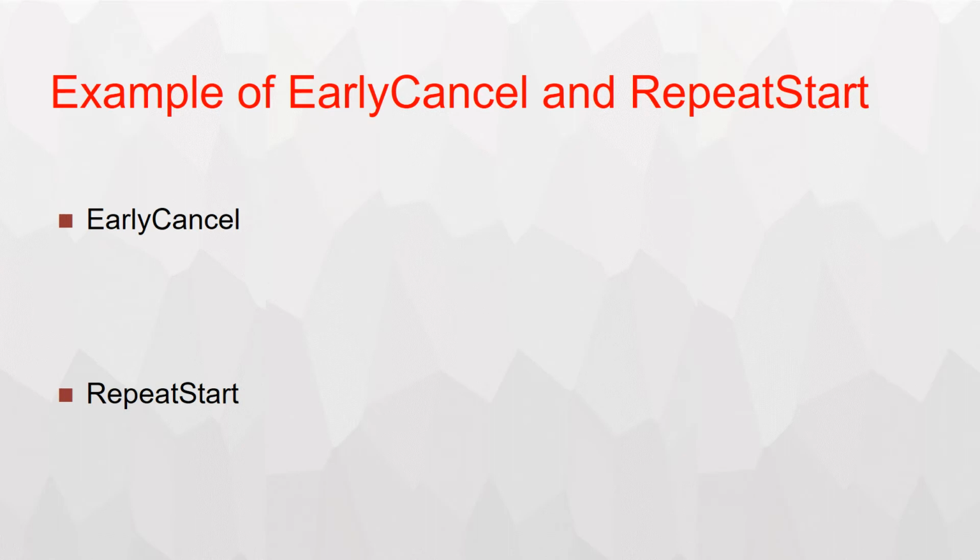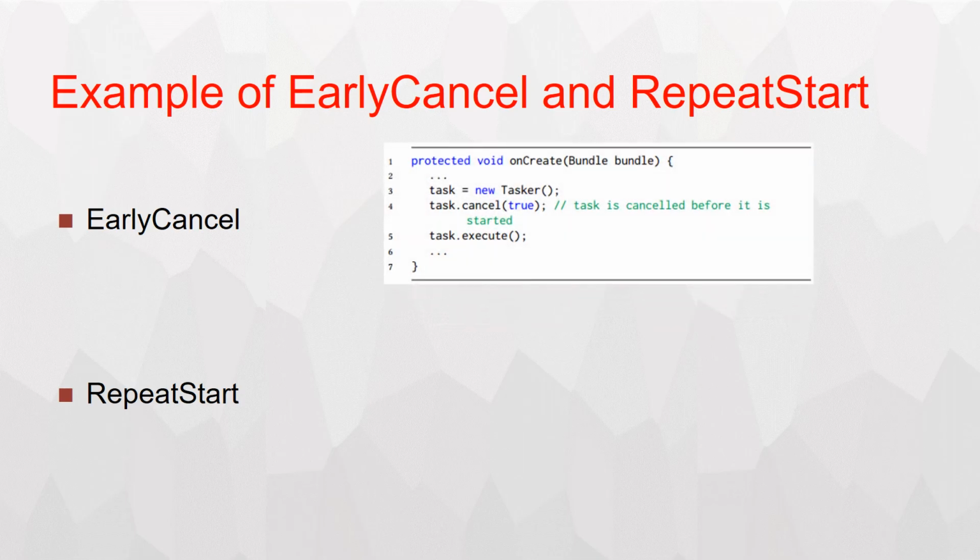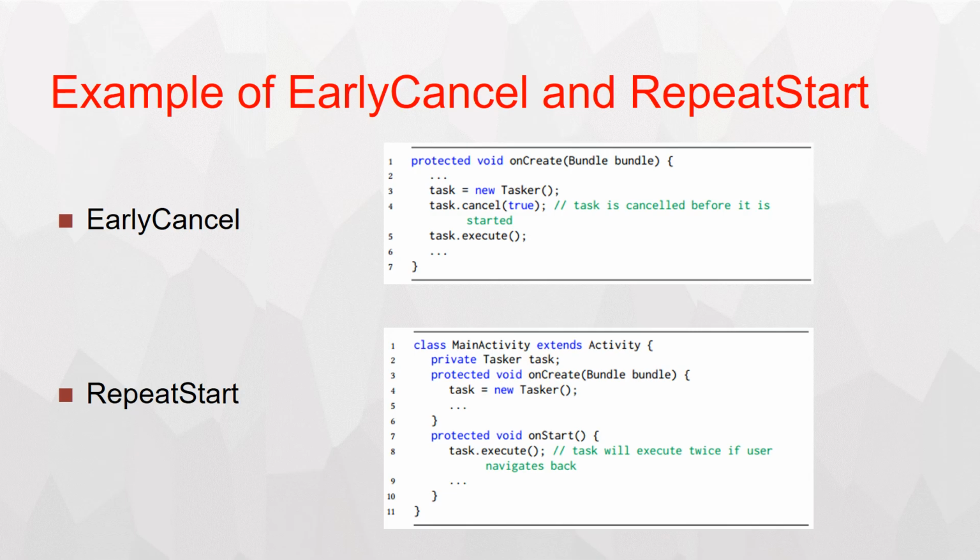The remaining two patterns are much easier. Early cancel means the async task is cancelled before it is started, which is semantically wrong. The last pattern is repeat start. It means that an instance of async task can't be started more than once, otherwise the app will crash.